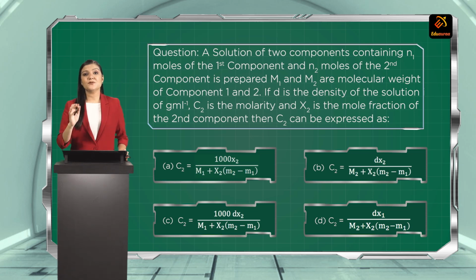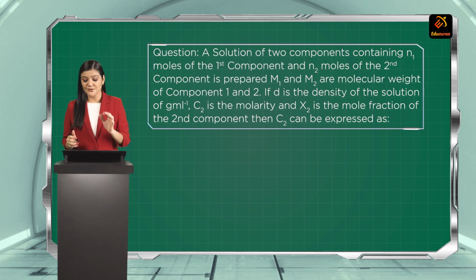Over here, C2 is the concentration of the second component and we have to find out the value of the second component concentration in terms of density, molar mass and the mole fraction.